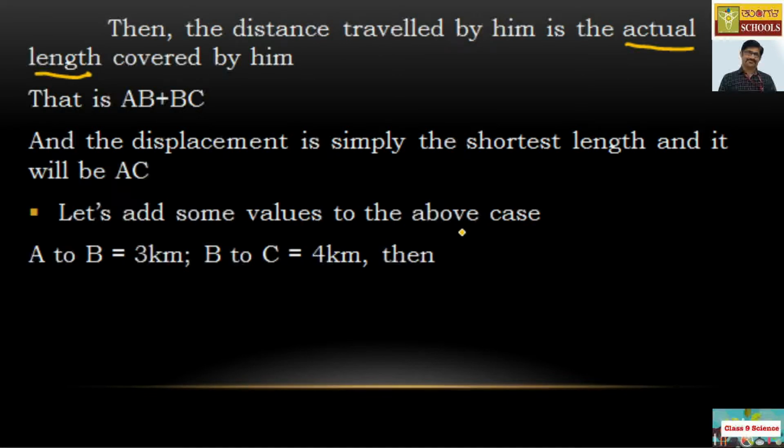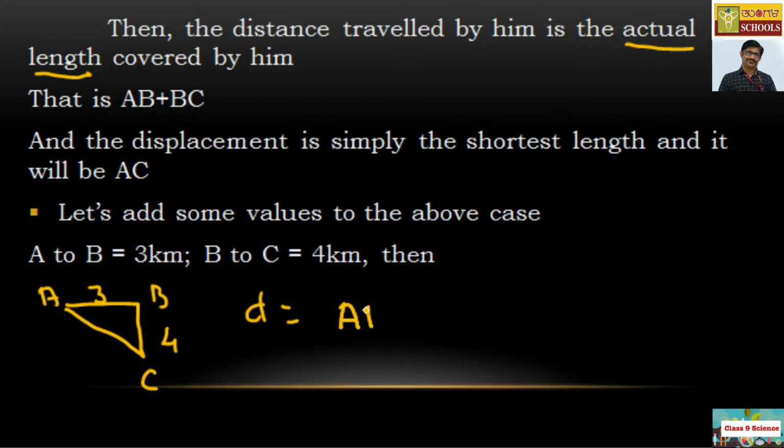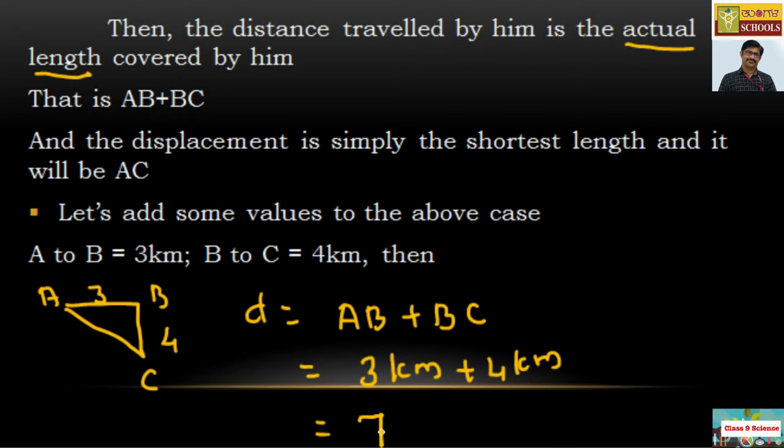Let us add some values to the above case. We have the picture ABC. We can add some values here. A to B is 3 km, B to C is 4 km. Then you have to find out the distance traveled as well as displacement. The distance traveled D is given by D is equal to AB plus BC, which is equal to 3 km plus 4 km, and hence the distance traveled by the person is equal to 7 km.